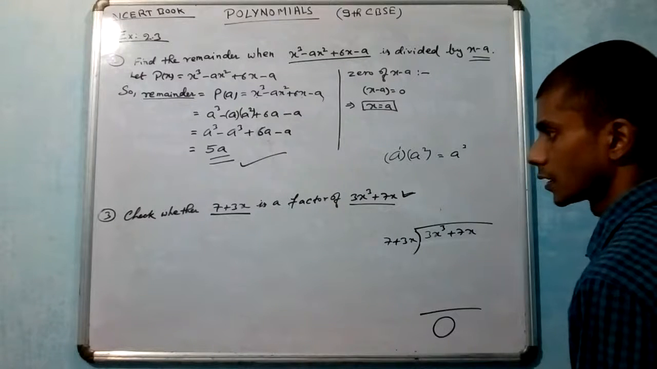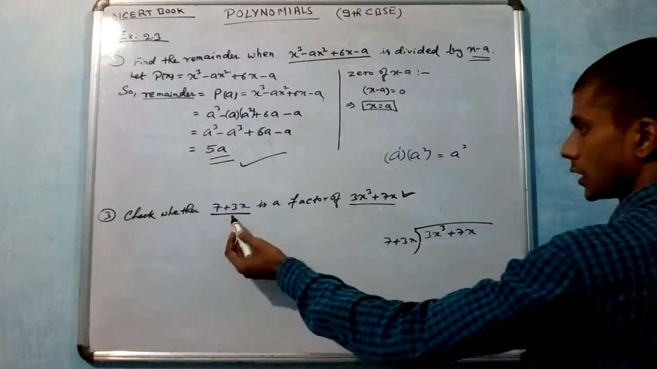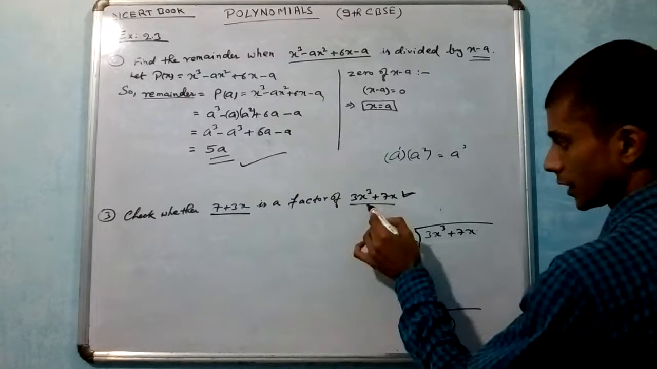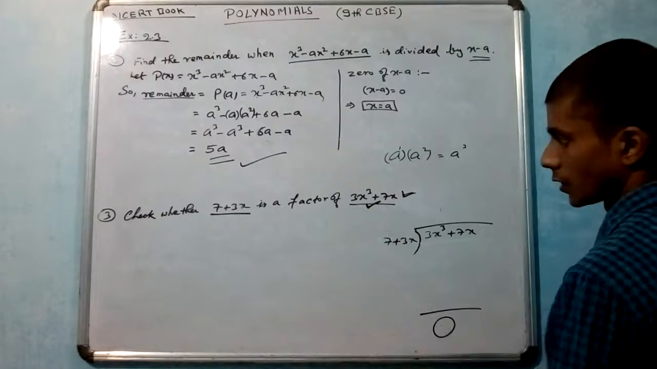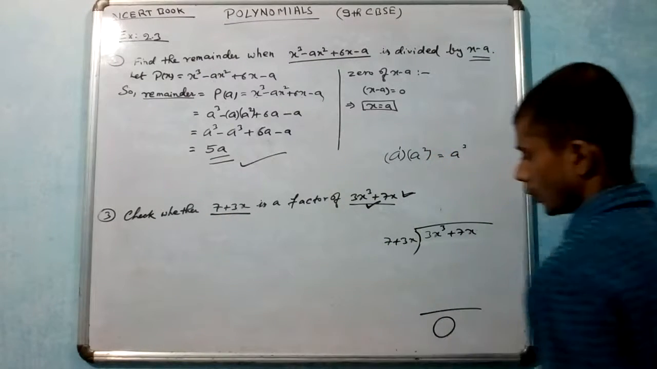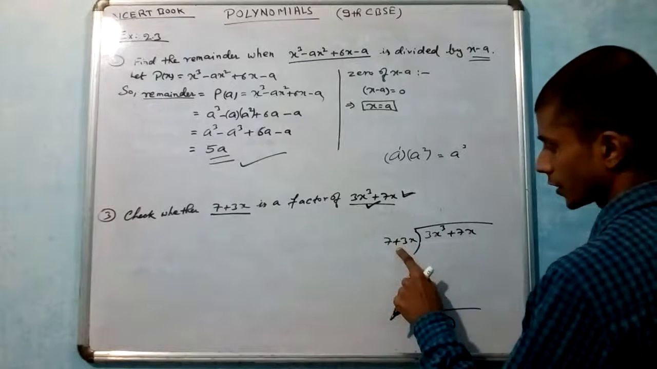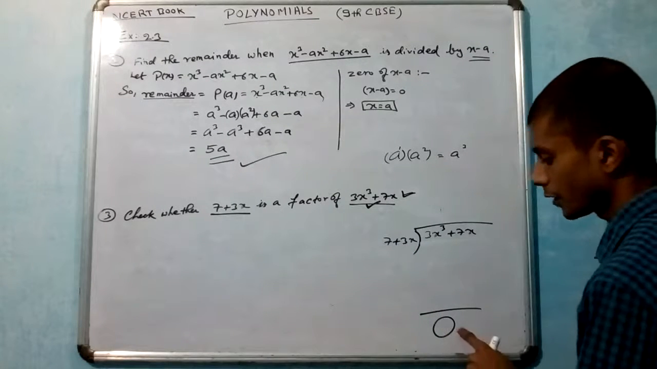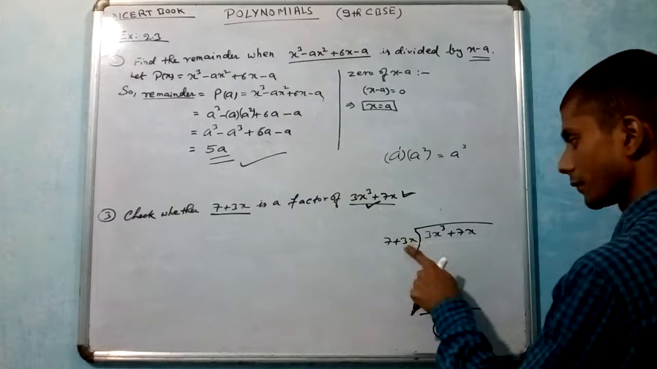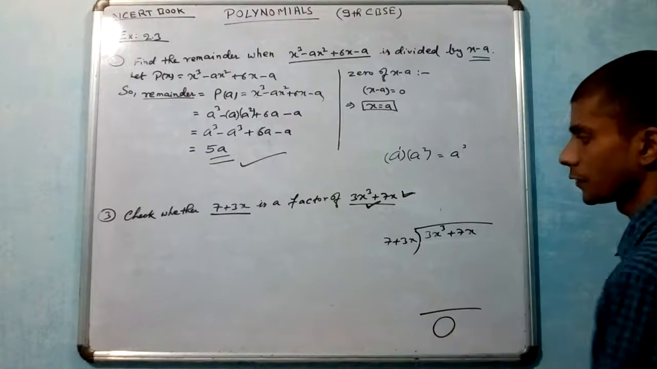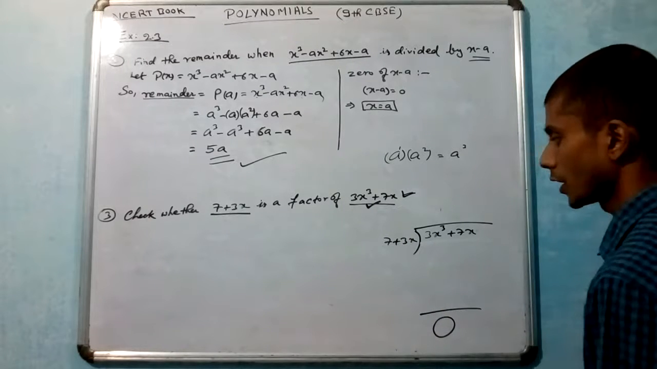Focus on the question. Is this a factor of this or not? Divide this by 7 plus 3x. When dividing this by 7 plus 3x, whether we will get remainder 0 or not. If we get remainder 0, then it's a factor. If you don't get remainder 0, it's not a factor of the dividend. So again we have to use the remainder theorem.